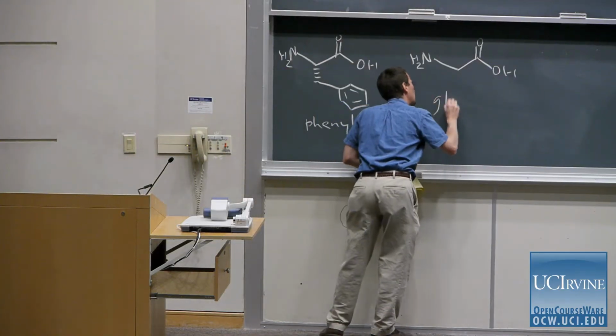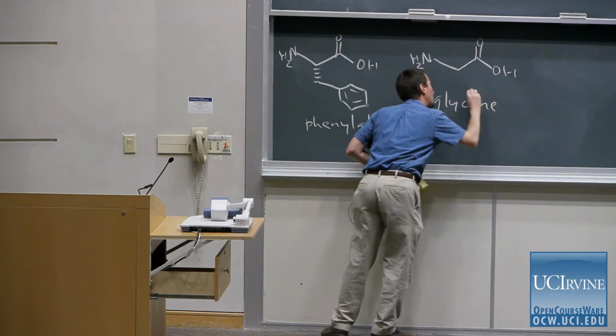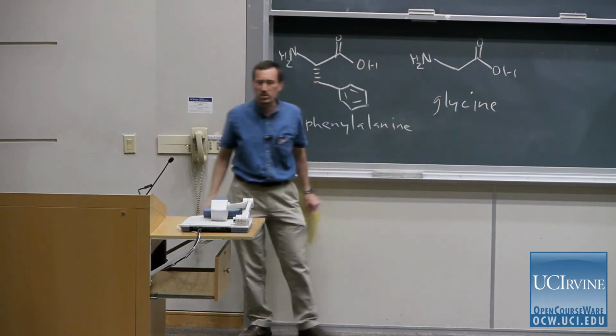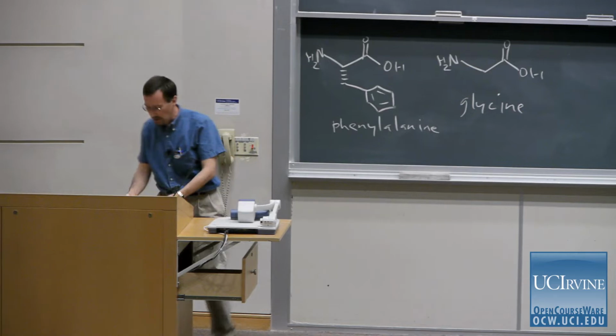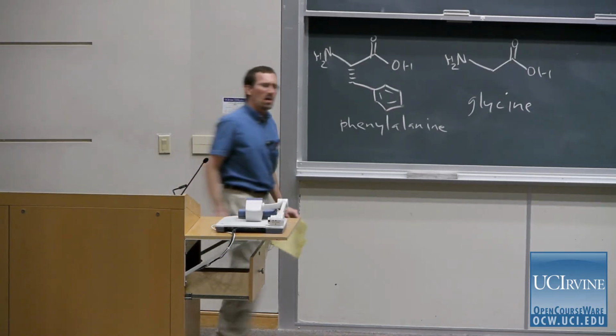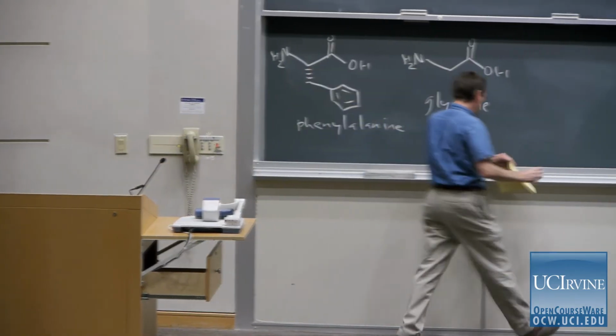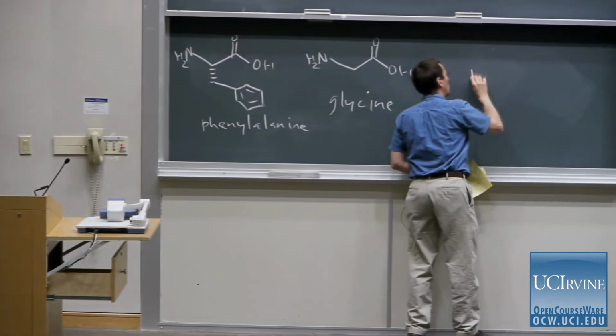Okay, so this is glycine. So glycine, of course, is achiral. We don't have a stereogenic center at the alpha position. The other sort of oddball among the nonpolar amino acids is the amino acid proline.